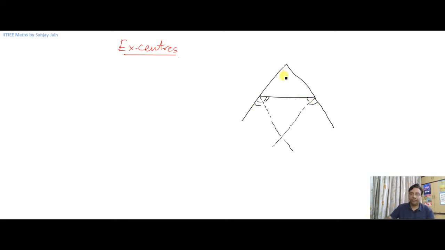All right, then these two angular bisectors will meet at a certain point. Now the internal angular bisector of this angle here will also pass through this point. So this is known as one of the X centers. Okay, why one of the X centers? Because we will have three such X centers.